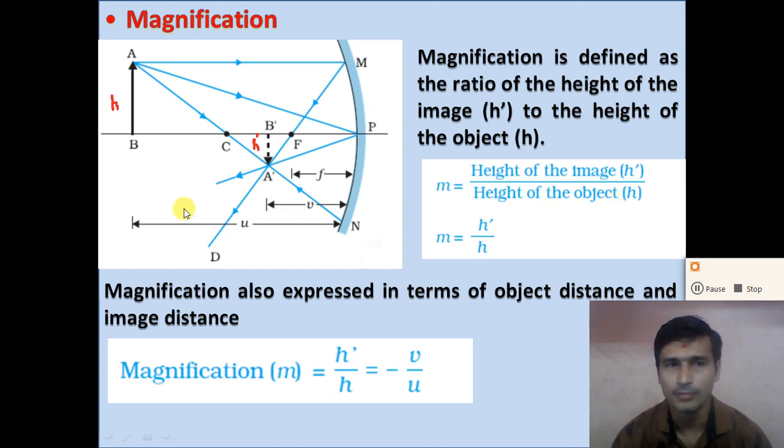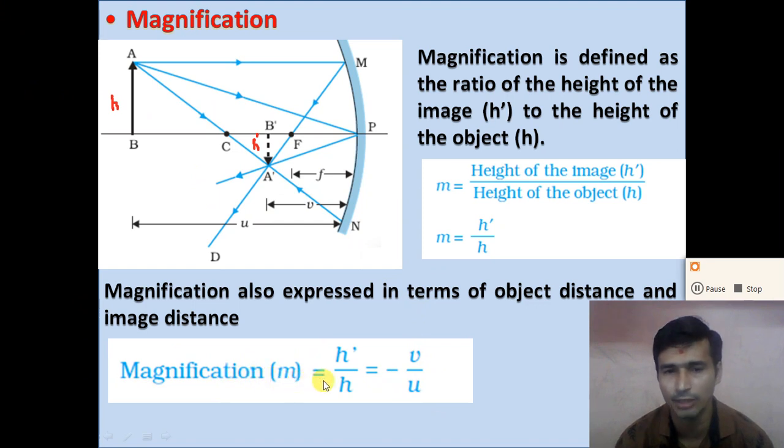But if we place the object of height h and the image is formed at the distance v, the magnification can also be calculated in terms of the object distance and the image distance, right? It is the ratio of the image distance to the object distance. So you have to remember this formula of the magnification.